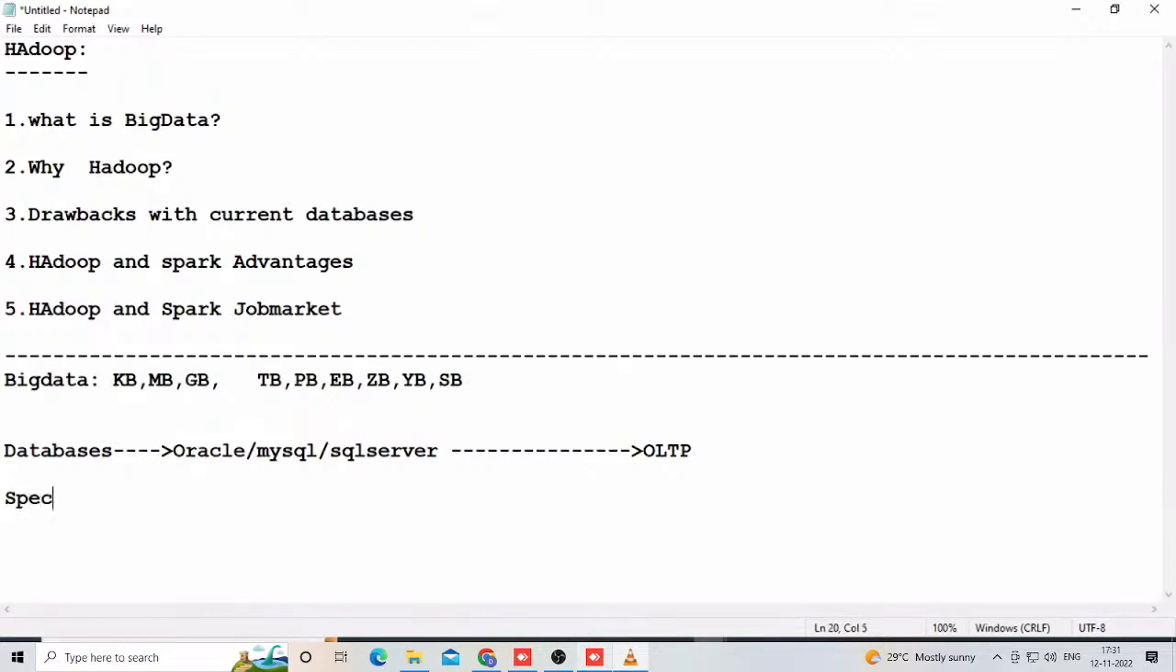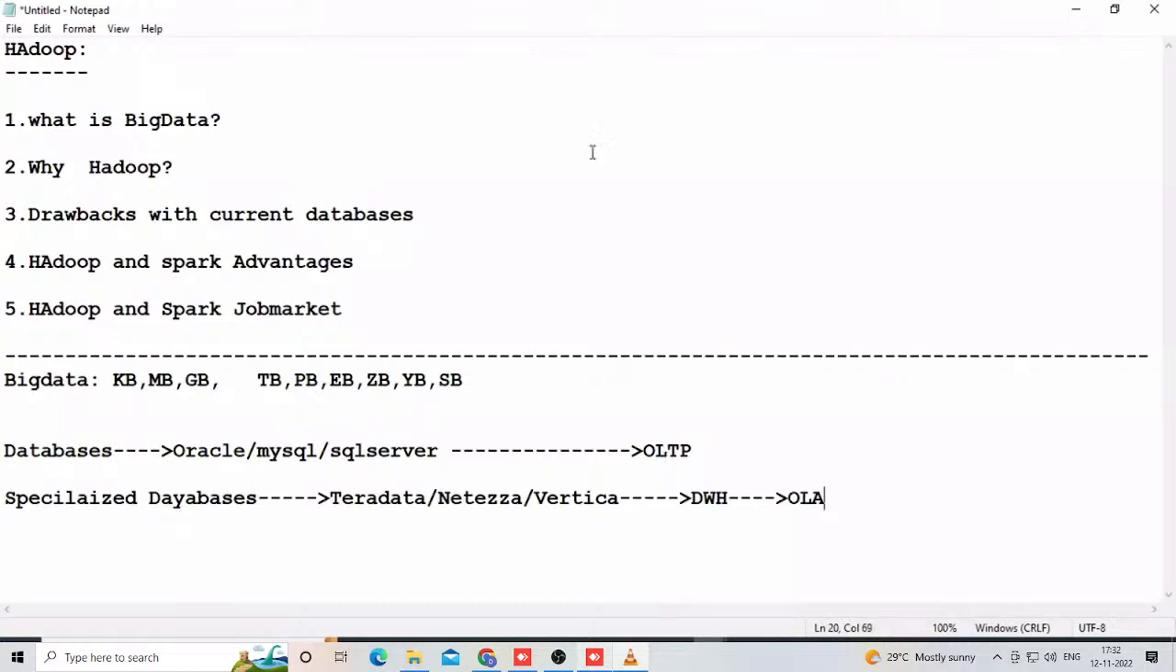We even have some specialized databases used for data warehouse purposes, like Teradata, Netezza, Vertica. These databases are used for data warehouse, DWH, OLAP purposes, analytical processing, online analytical processing.